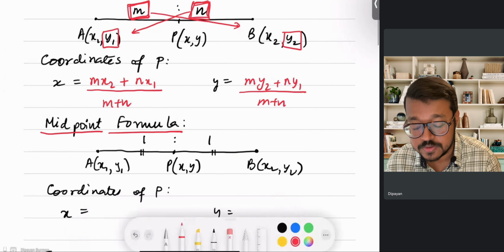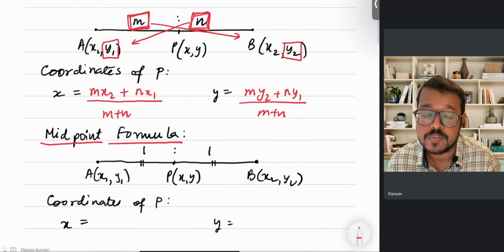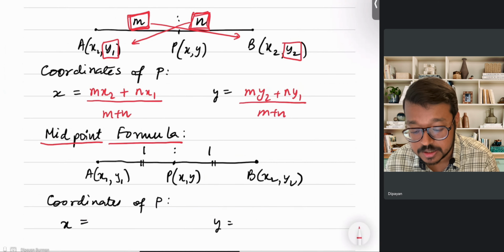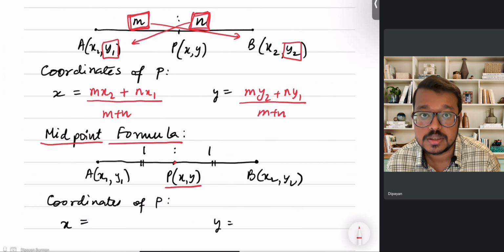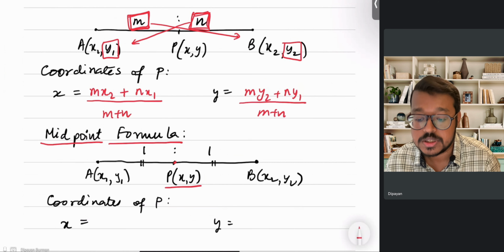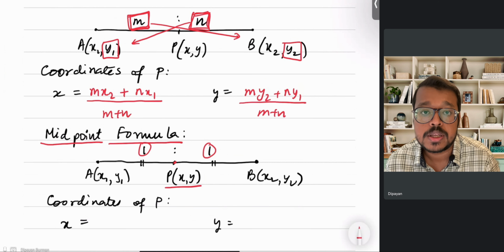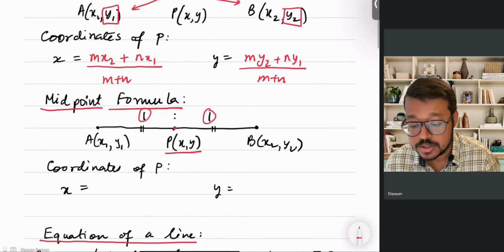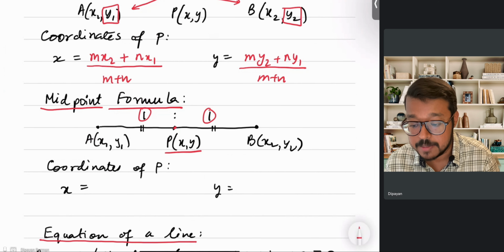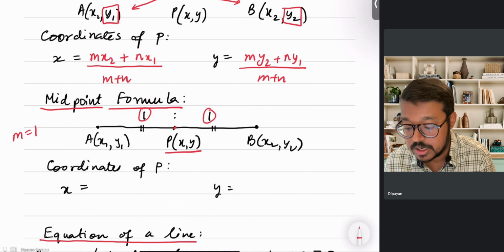Now an extension of section formula is the midpoint formula, where let's say that point P is the midpoint of AB. Then the ratio of division is 1:1, and I can apply m equals 1 and n equals 1 in section formula, and I can easily derive the midpoint formula. So looking at section formula, m x2 plus n x1 by m plus n. Here the m value is 1, the n value is 1.